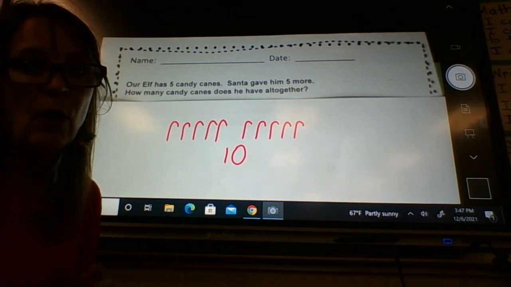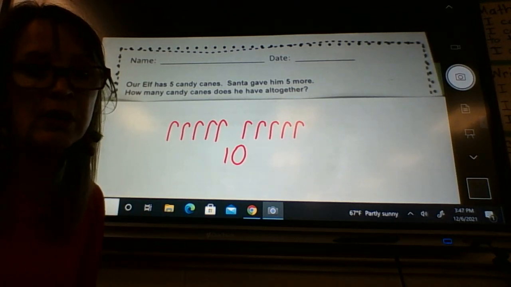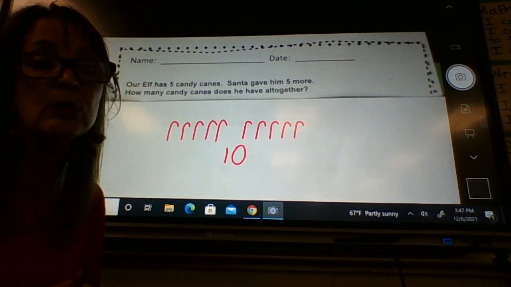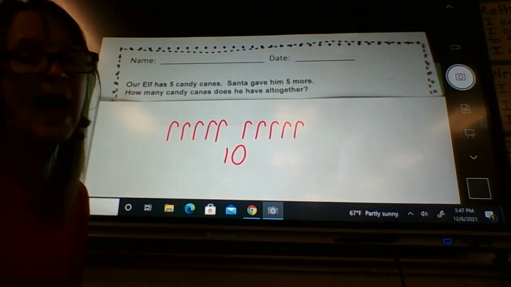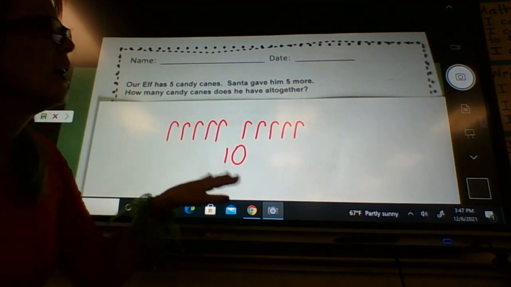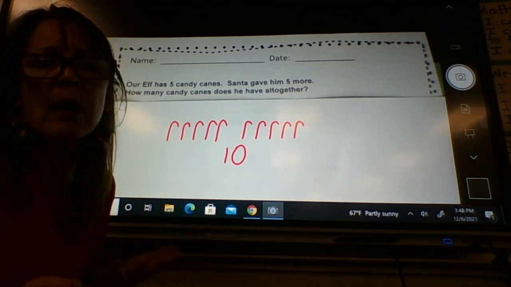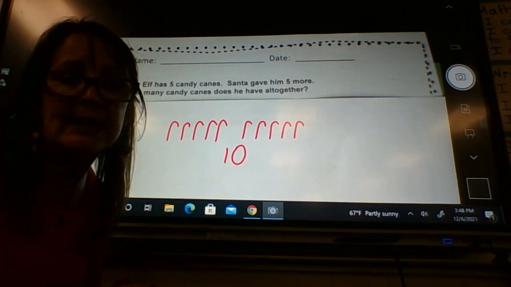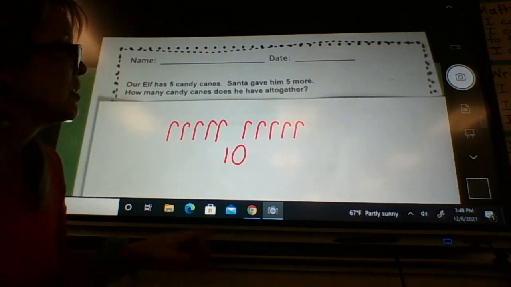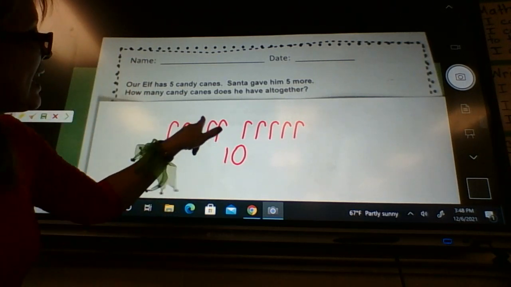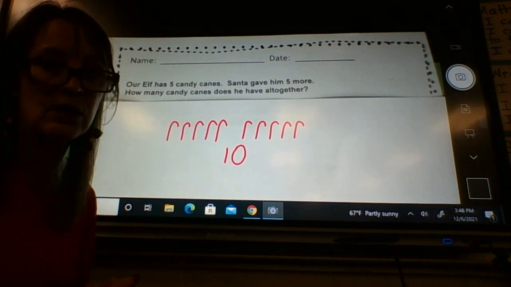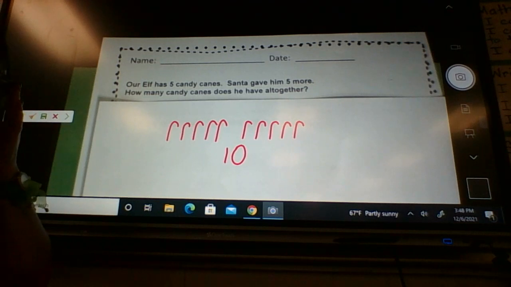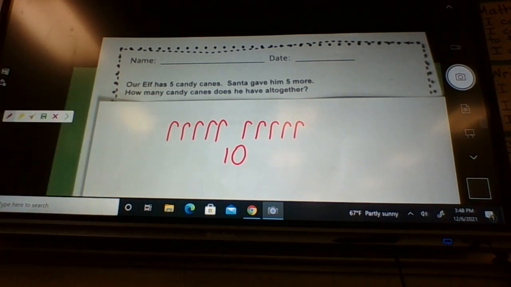So right now, what we want them to work on is being able to understand what's happening in the problem and being able to draw a picture to match what happened. And then they can decide, oh, well, what am I trying to find out in the problem? I'm trying to find out how many candy canes he has all together. So then they can count how many and write their answer. So we also do this for subtraction. And I have a subtraction problem for us.